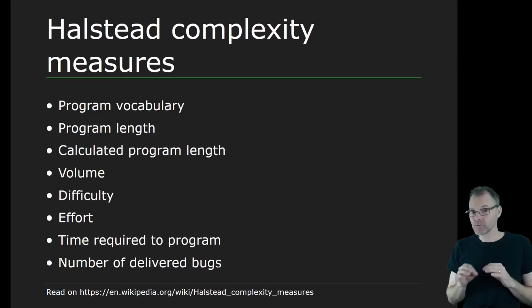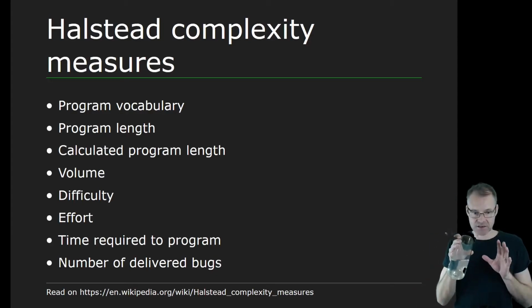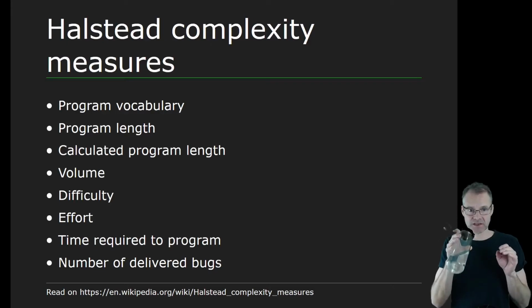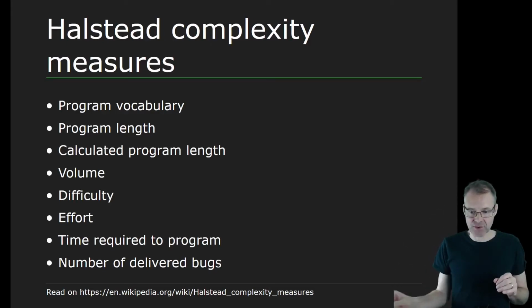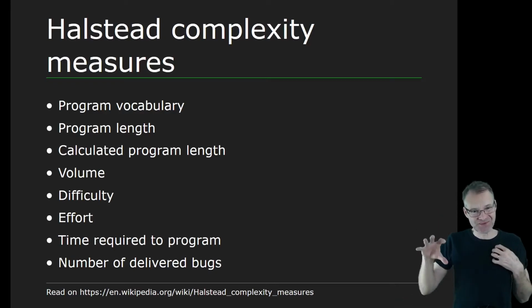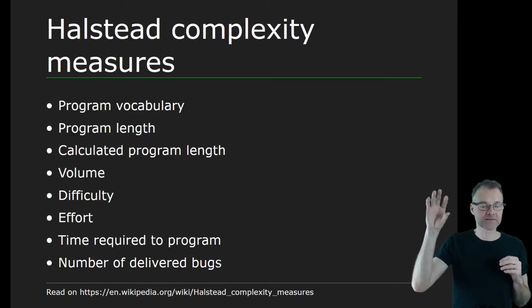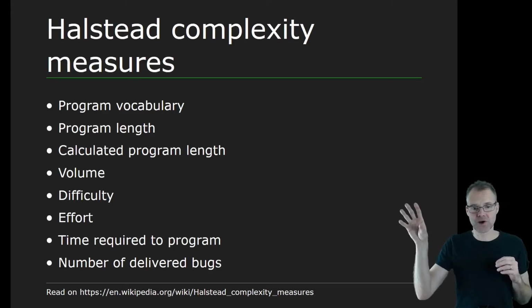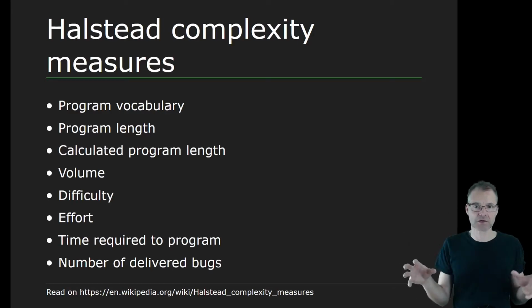Good. There are more software quality metrics out there, and I'm just going to mention a few of them. I'm not going to go into details, but I just want to let you know about them. So here we have the Halstead complexity measures. It's actually a family of metrics giving us program vocabulary, length of the program, calculated program length, volume, some kind of way to measure how large the software is.